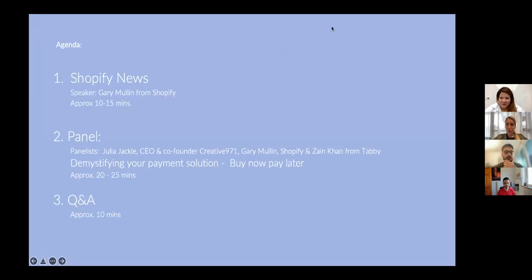So here, just to give you an overview of the agenda, what's going to happen over the next, let's say, 45 minutes: we're having Gary give an introduction on Shopify, giving us some news on the region, some goodies that we here in the UAE would like to hear. This will be followed by the panel, which is going to be myself, co-founder of Creative 971, Gary from Shopify, and then we have Zane Khan with us from Tebby. So welcome to Zane, and thank you all for being here. And of course, we give the room also to our attendees. Please feel free to use the raise hand and Q&A function to raise your points, questions, concerns. We're here and monitoring everything to help you out. And without further ado, I will hand over the floor to Gary to start with his insights on Shopify in the UAE.